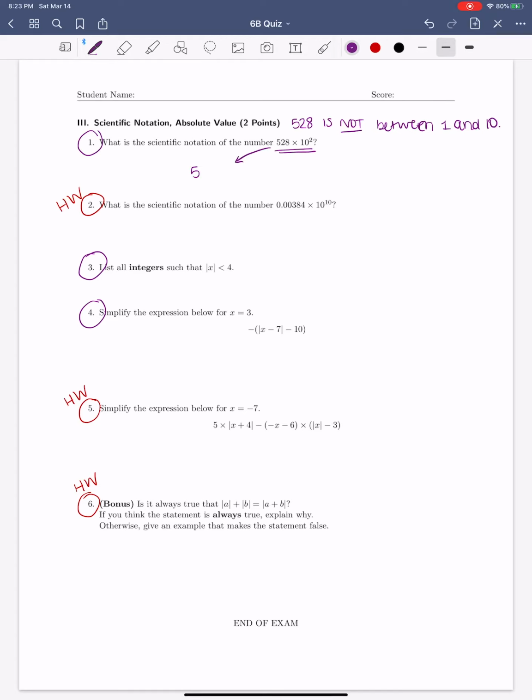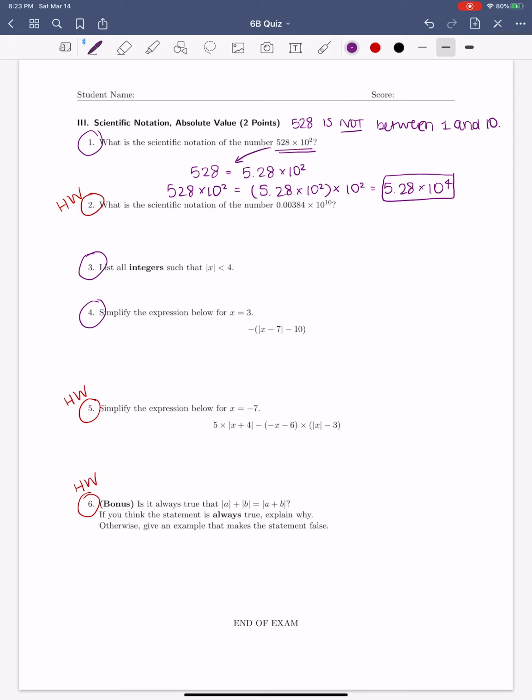So 528 is actually 5.28 times 10 squared in scientific notation. And luckily this isn't too hard to verify. So now if we have 528 times 10 squared, we get 5.28 times 10 squared times 10 squared. And that's 5.28 times 10 to the 4th. This is, in fact, in scientific notation.